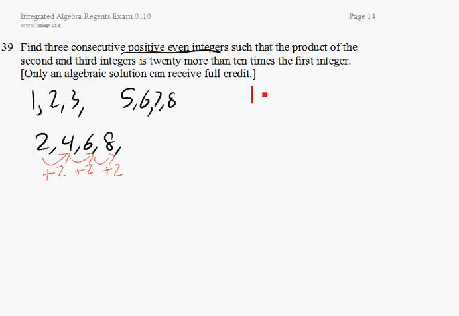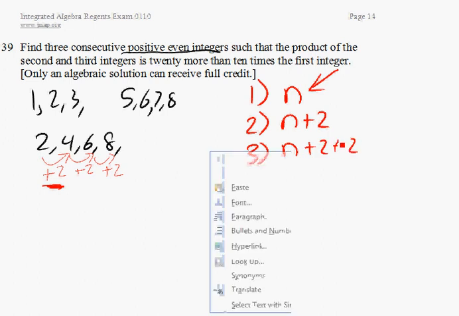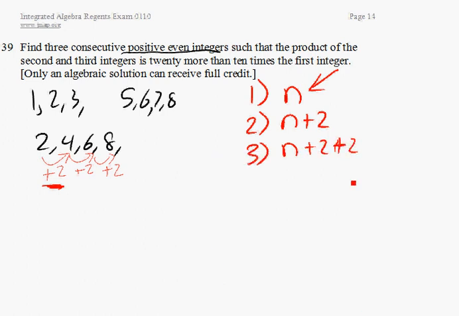Okay, the first integer, let's make a variable for that. Let's let it be n. The very next one, well, guess what? If they're going up by 2 units, it's going to be n plus 2. Whatever n is, the next positive even integer is going to be 2 more than that. And the third one will be another 2 more, adding 2 to the previous one, which is n plus 4. Okay, and this is your legend. It tells you all 3 numbers we're looking at.